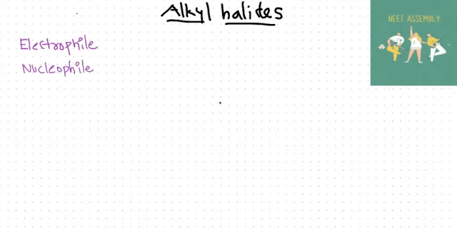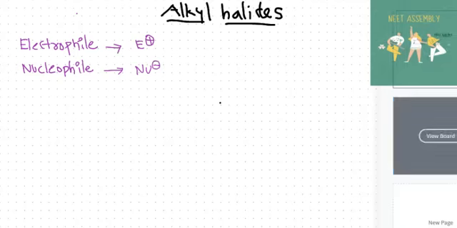Everyone knows that an electrophile is electron deficient, for example a positive charge. A nucleophile is electron rich, for example a negative charge. Let me discuss first about electrophiles. As we discussed, electrophiles are electron deficient.